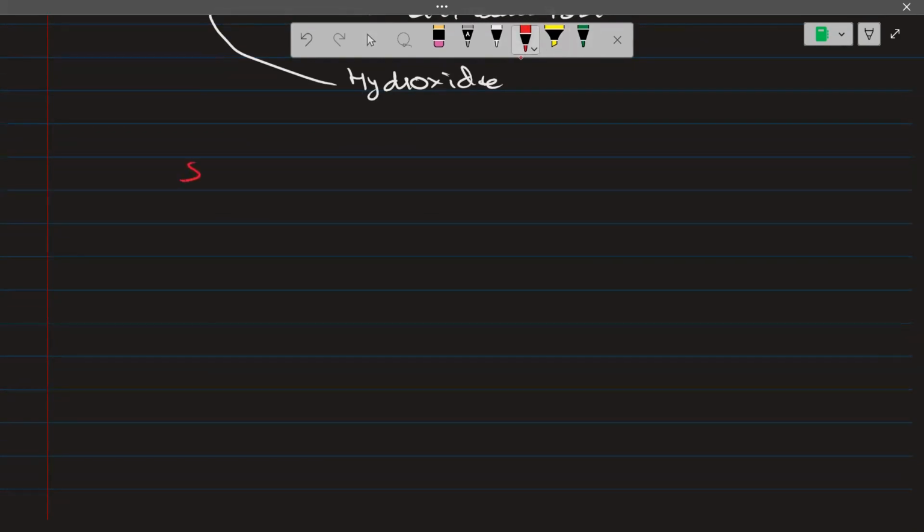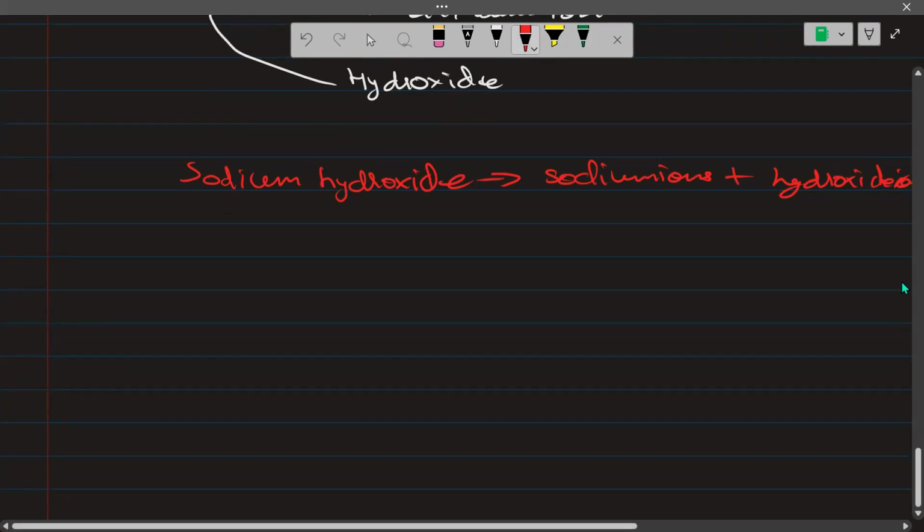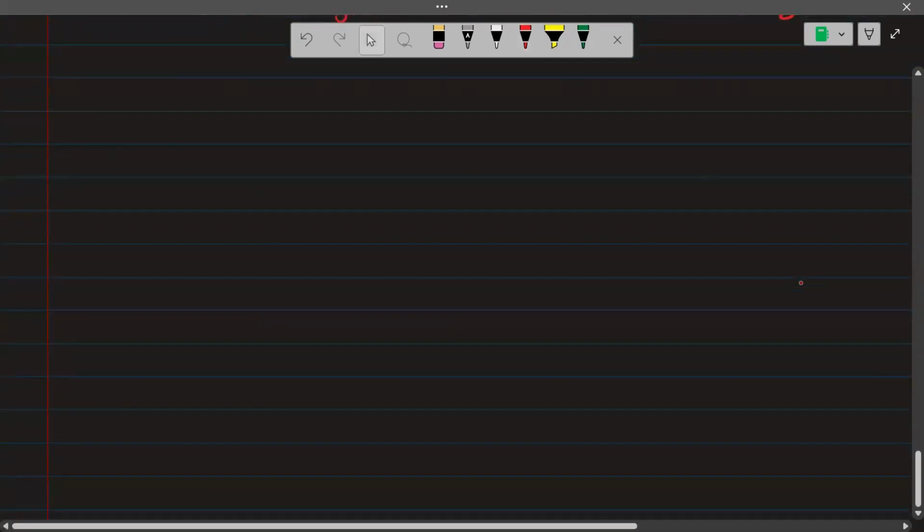Let's take sodium hydroxide. When it dissolves in the water, what happens? Sodium ions are produced and hydroxide ions are also produced. I hope you are getting it.